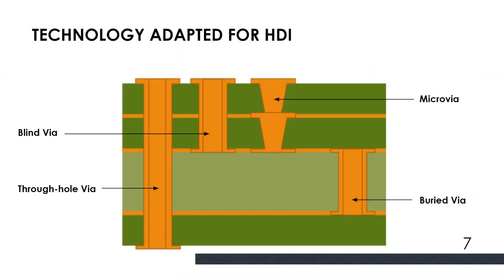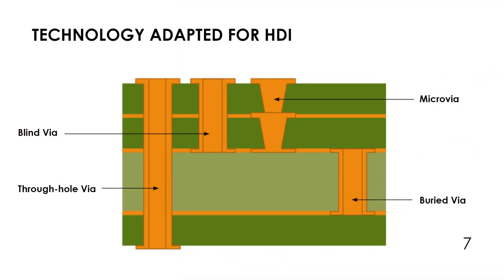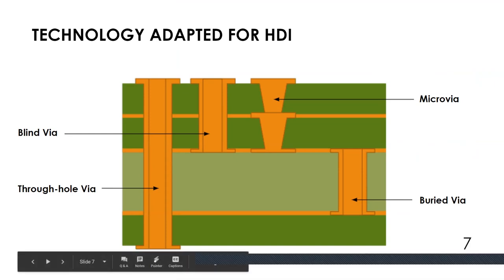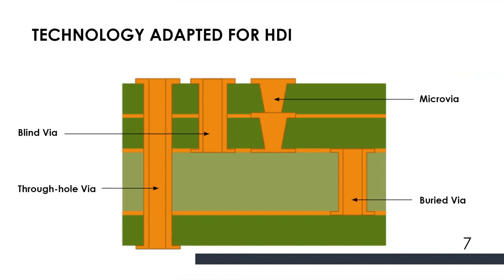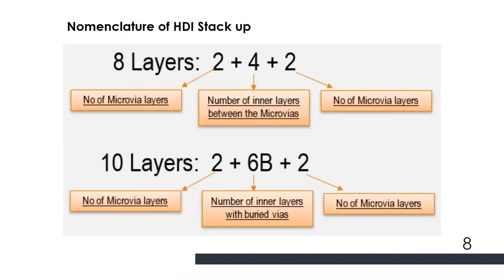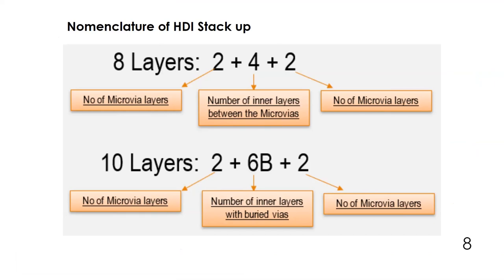So what are the technologies adopted for HDI? We use blind vias, micro vias, buried vias. As shown in the picture, like through hole, blind, micro via, this is the stacked one. So usually, how do we name these HDI stackups? Suppose it's an 8-layer board. If I write 2 plus 4 plus 2, the 2 on either side represents the number of microvias. Normally these microvias are symmetric in the stackup. So if you have two microvias on the top, then you should have two on the bottom.